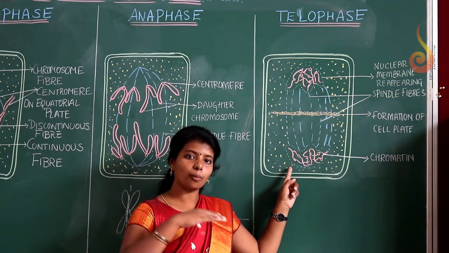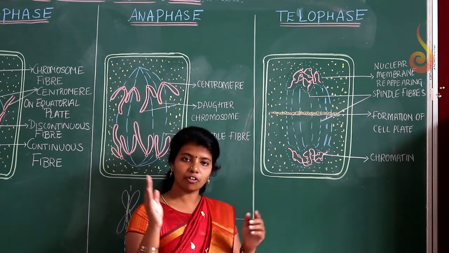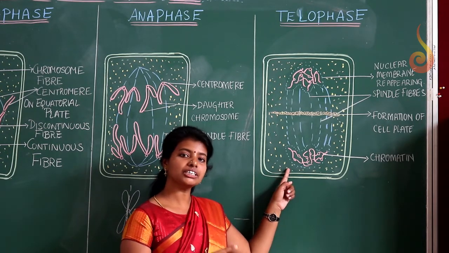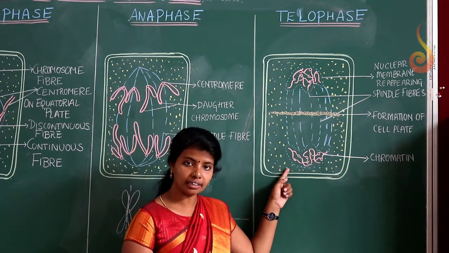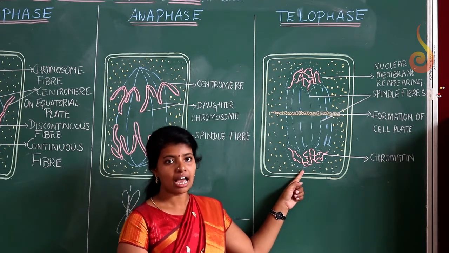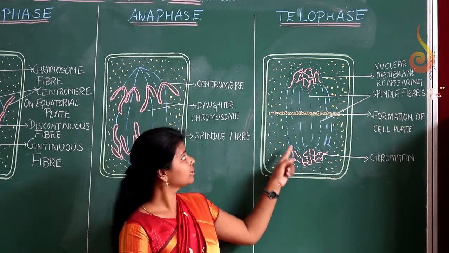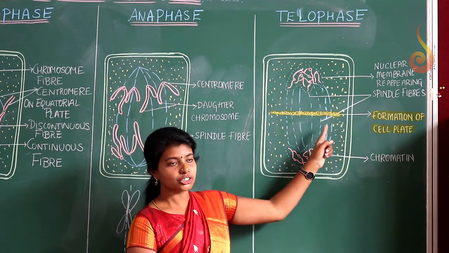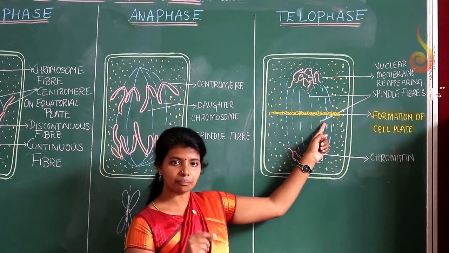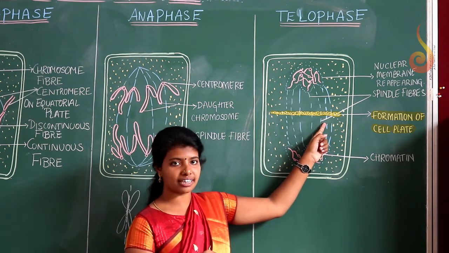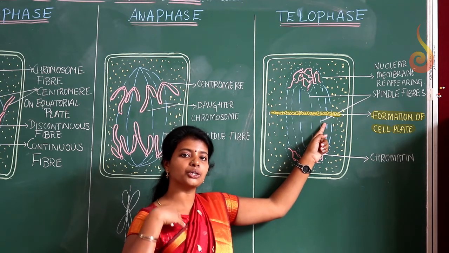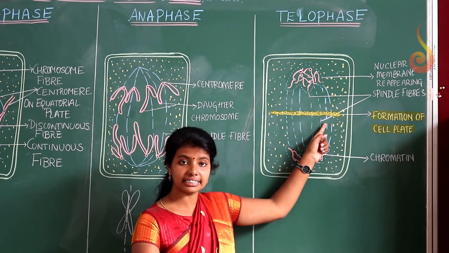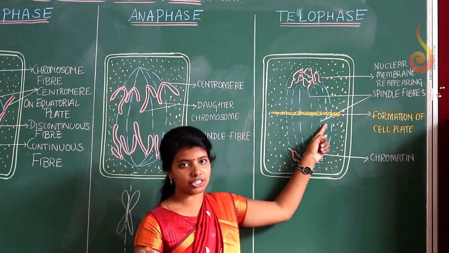Telophase is nothing but opposite to prophase. In prophase we observe a disappearing nuclear membrane. In telophase we will observe a reappearing nuclear membrane. And a very important thing, there is a formation of cell plate. So this cell plate formation is an indication that telophase is going to be followed by cytokinesis, that is cytoplasmic division.